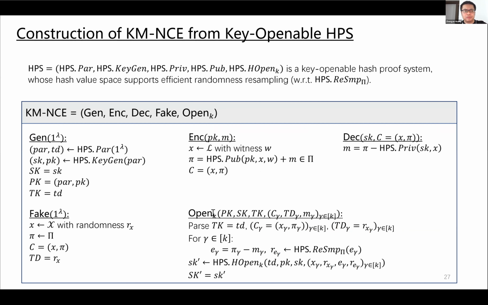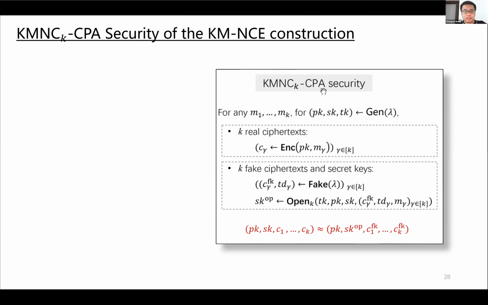The open algorithm is the most complicated algorithm. For each gamma, firstly compute E as pi minus M, and then use the resample algorithm of the HPS to compute the randomness, and then use the H-open algorithm of the HPS to generate a new secret key and return the new secret key. Now we want to prove this KMNC scheme achieves KMNC CPA security, which, recall, requires that the original secret key and K real ciphertexts are indistinguishable from an open secret key and K fake ciphertexts. Now we call this the real tuple and this the fake tuple.